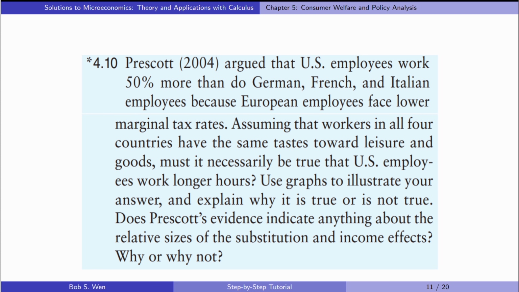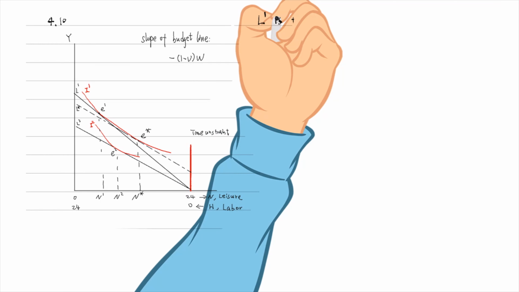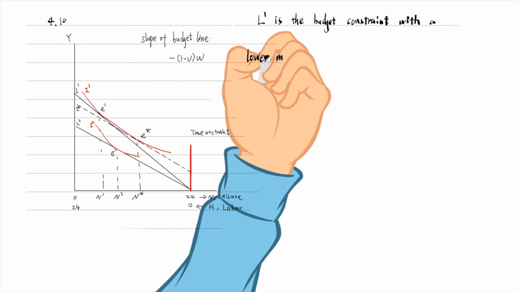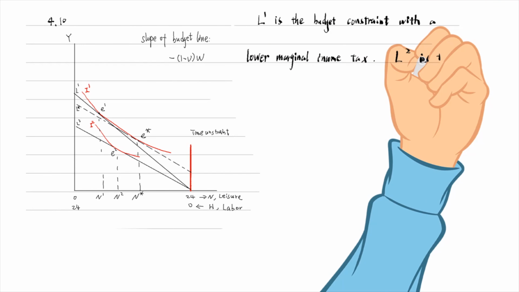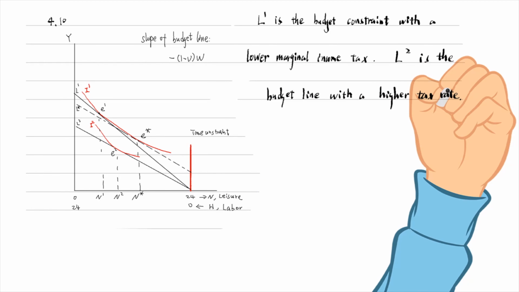Does the researcher's evidence indicate anything about the relative sizes of the substitution and income effects? Why or why not? We use the budget constraint indifference curve diagram for labor-leisure choice to illustrate the answer. L1 is the budget constraint with a lower marginal income tax rate, such as the European countries. L2 is the budget line with a higher tax rate, like in the US.